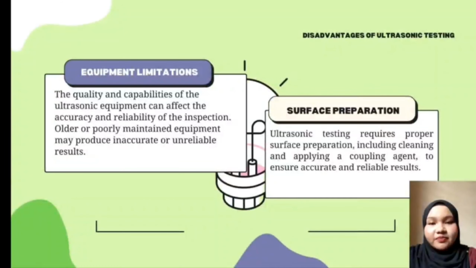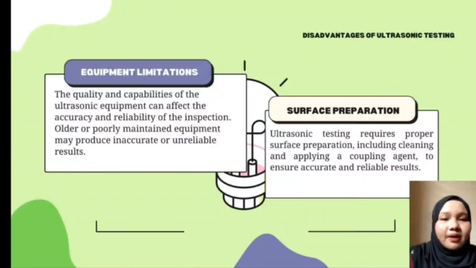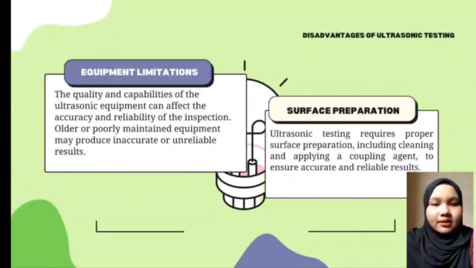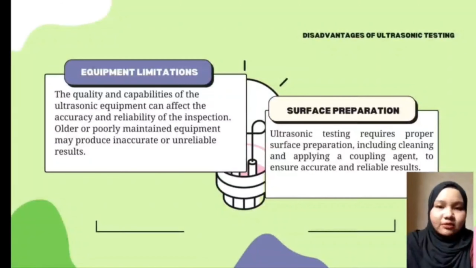Next is surface preparation. Ultrasonic testing requires proper surface preparation, including cleaning and applying a coupling agent to ensure accurate and reliable results. Parts that are rough, irregular in shape, very small or thin, or not homogeneous are difficult to inspect. It is because the surface must be prepared by cleaning and removing loose scale and paint, and although paint is properly bonded to a surface, it needs to be removed.